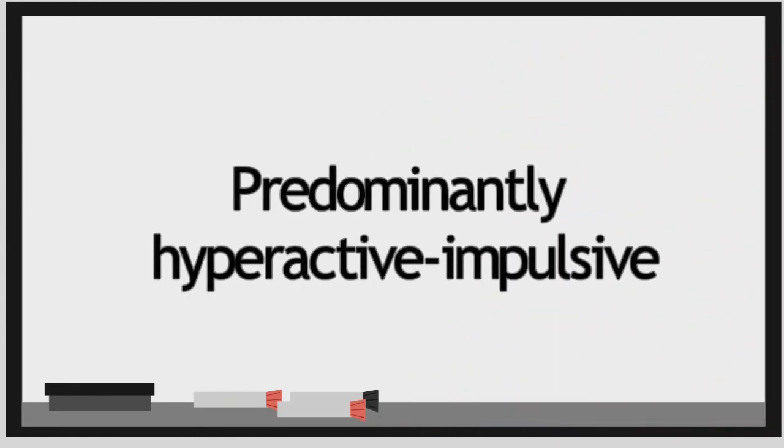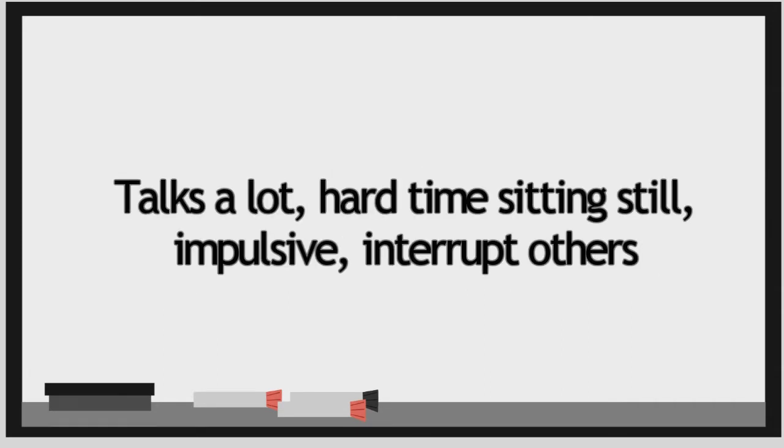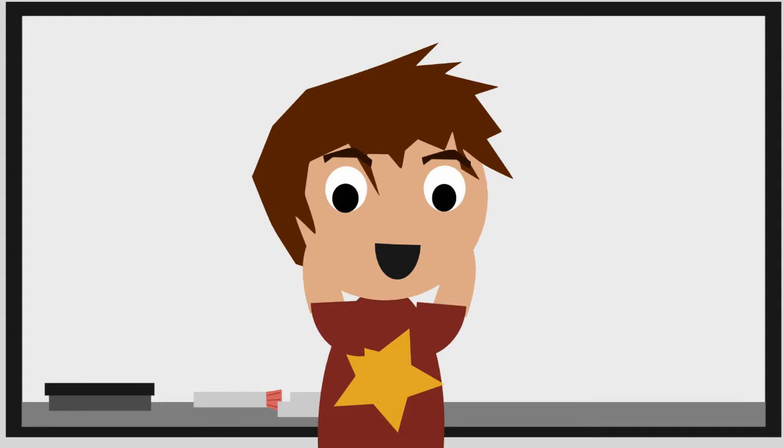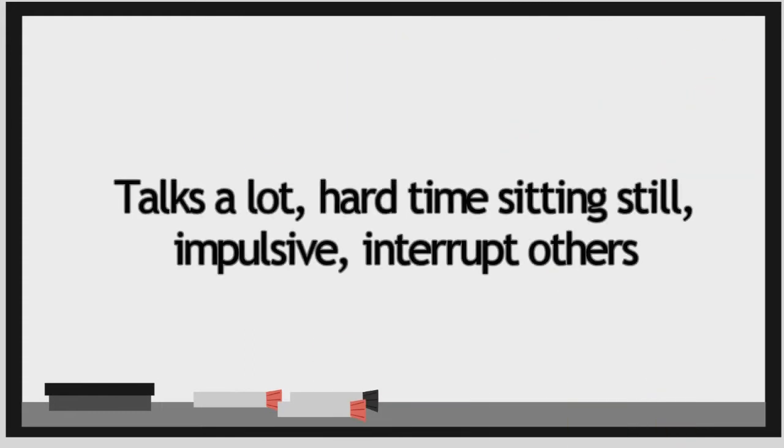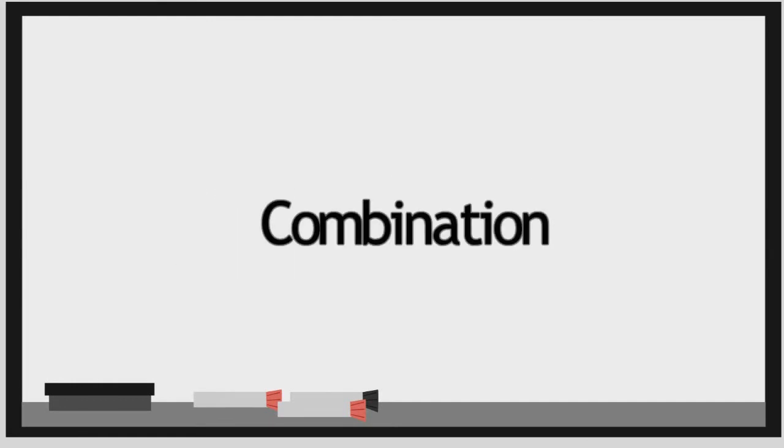The predominantly hyperactive and impulsive type means the student often fidgets and talks a lot, has a hard time sitting still for an entire class period, and often feels restless and has trouble with impulsivity. Someone who is impulsive may interrupt others a lot, grab things from other students, speak at inappropriate times, and interrupt others while they are trying to learn. The third type is a combination of the predominantly inattentive and predominantly hyperactive type.